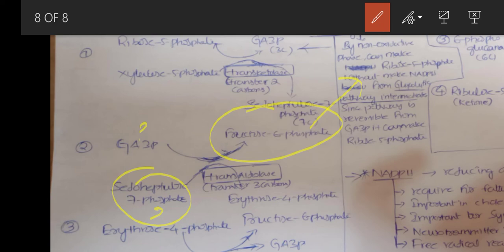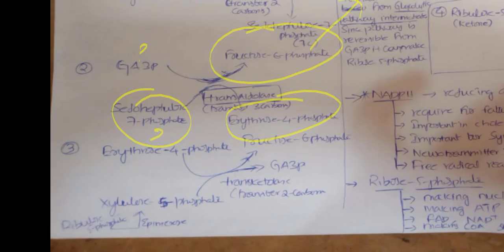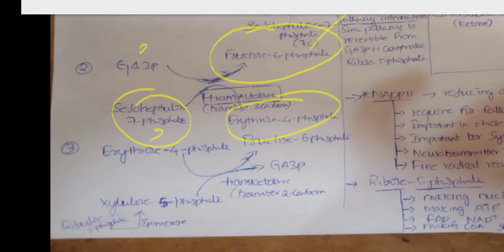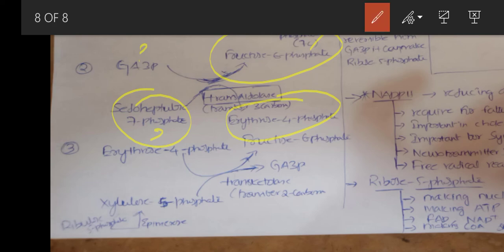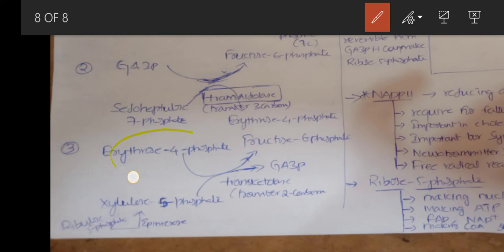This sedoheptulose, after transferring 3 carbons, leaves a 4 carbon structure, erythrose 4-phosphate. This erythrose 4-phosphate will react with that diastereomer in the presence of transketolase, which transfers 2 carbons. If this group is sending 2 carbons, it will form a 3 carbon structure. If it gains 2 carbons, it will form a fructose 6 carbon structure. If it is losing, it will form a 3 carbon structure, that is glyceraldehyde 3-phosphate.